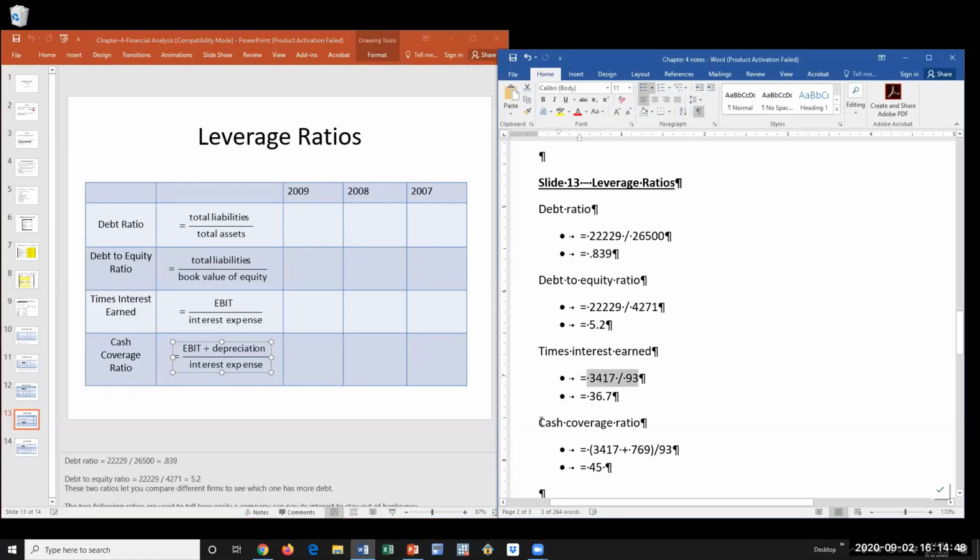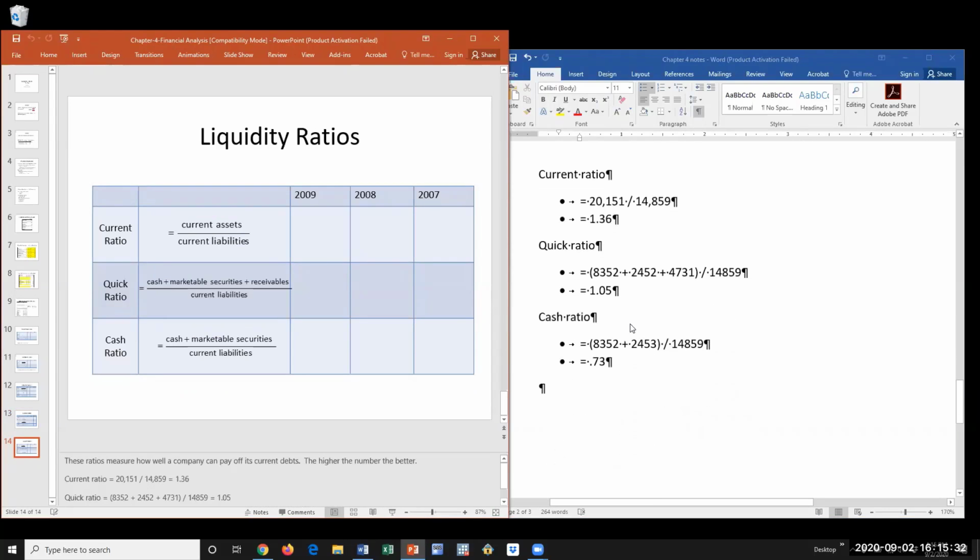And so right down here, we calculate it. Here's EBIT from the income statement. Here's depreciation from the cash flow statement, and then our interest expense again. Here, we have to make sure that this number is greater than 1. For the purposes of someone lending this company money, the higher the ratio, the better. The safer the company is.